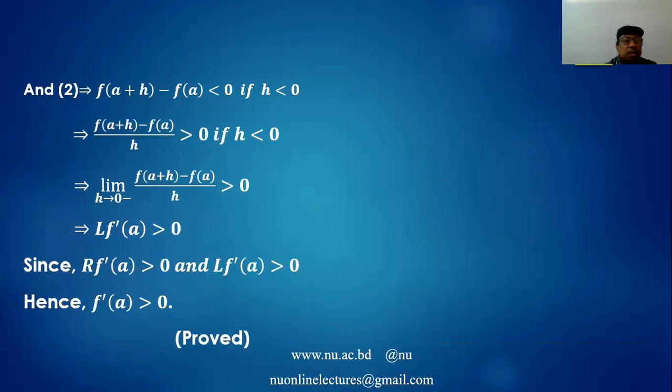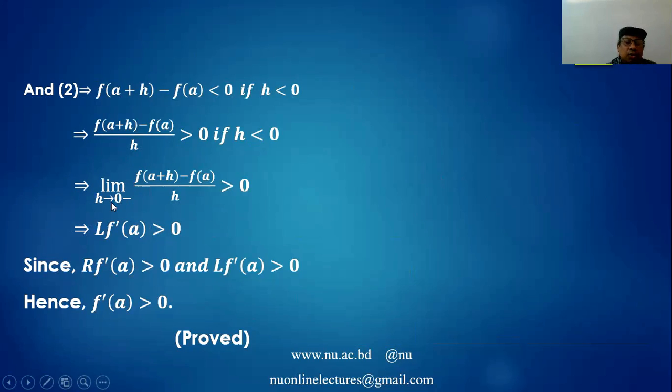On the other hand, from 2, f of a plus h minus f of a is less than 0 if h is less than 0, so divide by h. When you divide, the sign should be changed. Now it was less than 0, but it will be greater than 0 after doing the division. So my students, try to understand: if h is less than 0, the quotient is greater than 0.